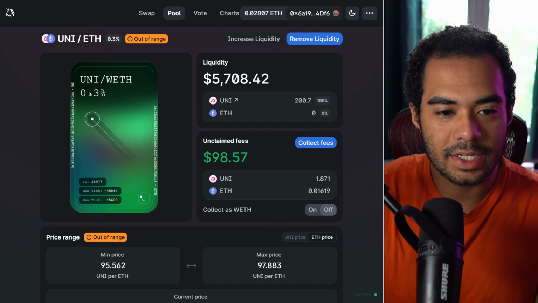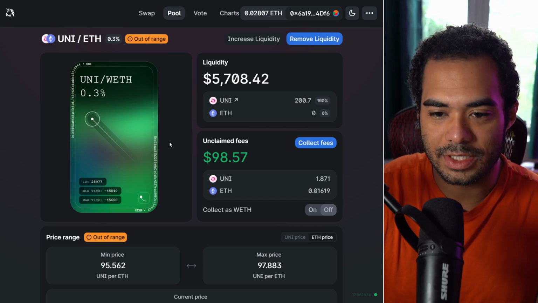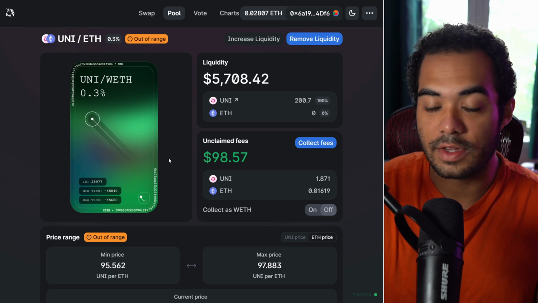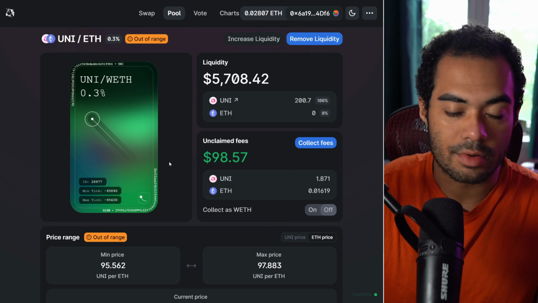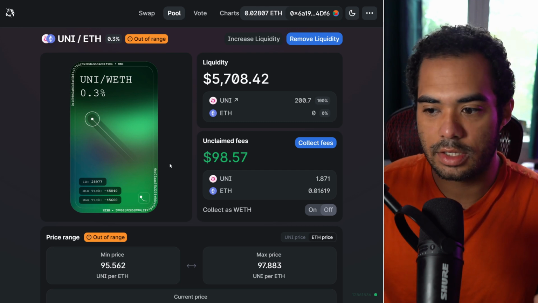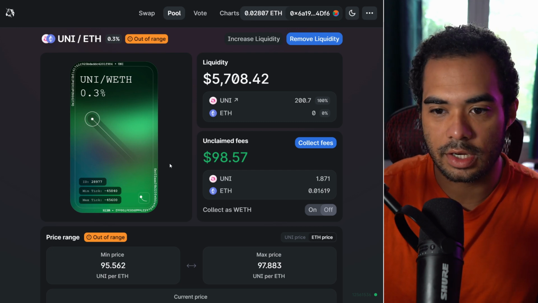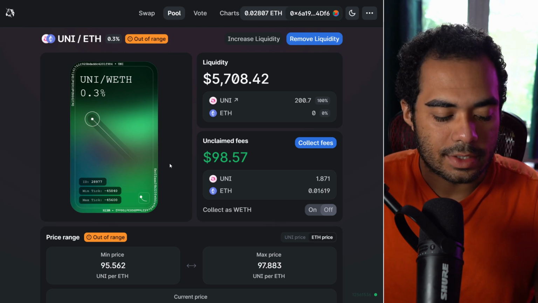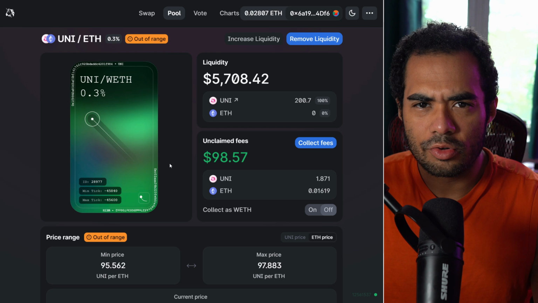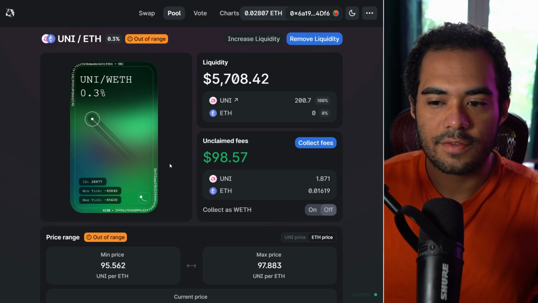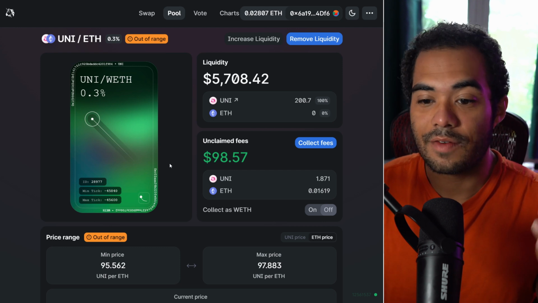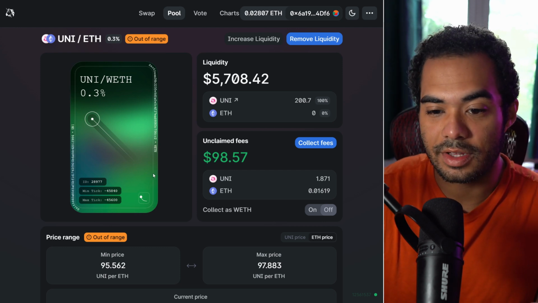Secondly, as you can see, this is my position over here. This is another huge difference between v3 and v2: your liquidity position isn't just tokens you throw into the pool, where you're then given liquidity pool tokens that represent your position. Instead, you're given an NFT, and it's really cool.